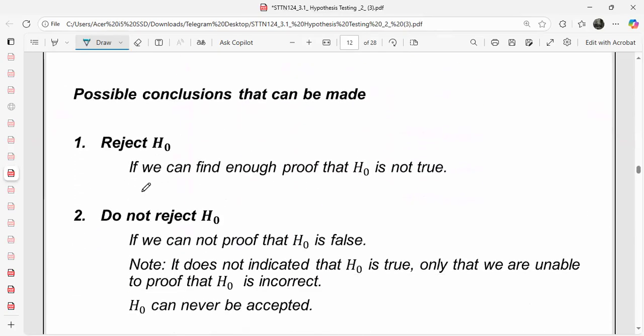And another thing under step number 5, if you reject the null hypothesis, this is when the p-value is less than the alpha, as you'll see when we do the questions. The minute we reject the null hypothesis, we have found enough proof that the null hypothesis is not true. But if we fail to reject the null hypothesis, it means that we cannot prove that H0, the null hypothesis, is false.